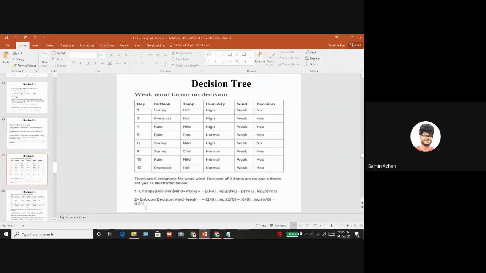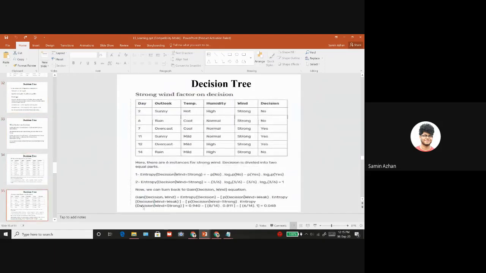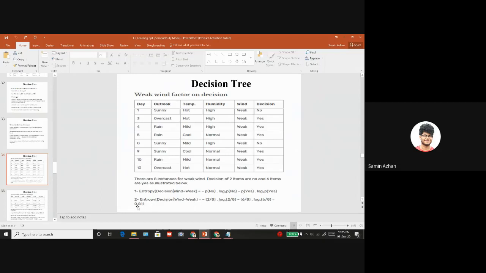If you look at here, for example, if wind is equal to weak, it says that it's 0.81, and for wind is equal to strong, it's at 1. So this is a completely impure set, but this is something in between, right? 0.81. Sorry, the value can vary from 0 to 1. So it will be a fractional value between 0 and 1, or it can be a completely pure or impure data set.